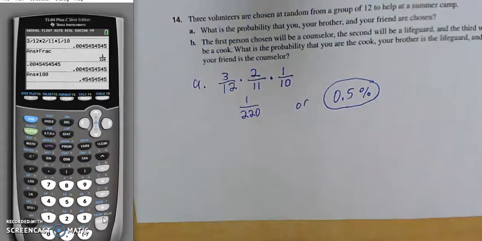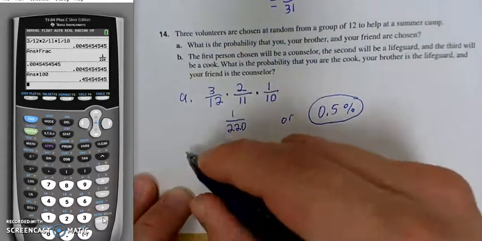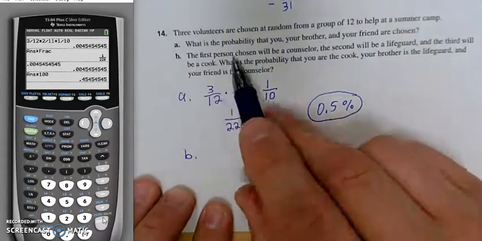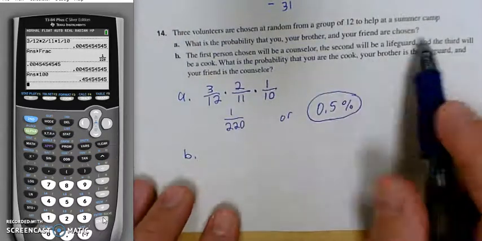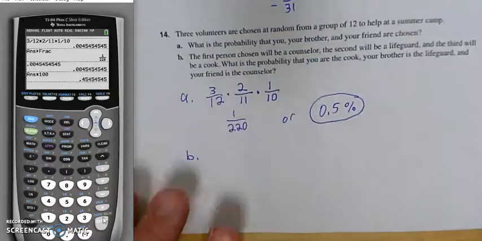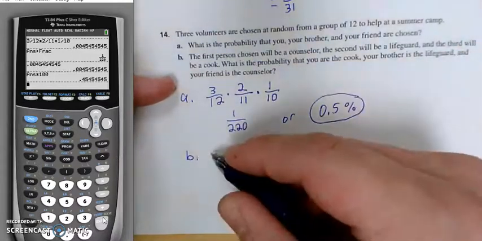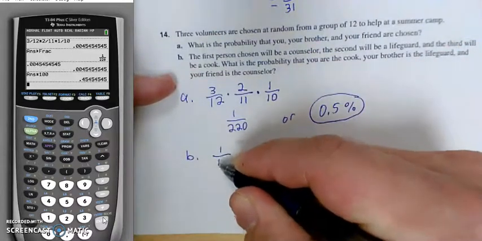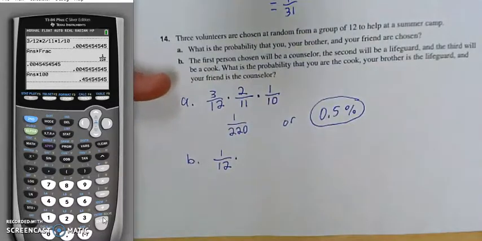This is the problem that I considered a bonus on the quiz because I hadn't really talked about it, but we are now, so it's fair game. On this problem, first person chosen will be the counselor. What's the probability you are the cook, your brother's the lifeguard, and your friend is the counselor? So now, for your friend to be the counselor, there's only 1 favorable outcome out of the 12 people for that first event, because your friend needs to be the counselor.